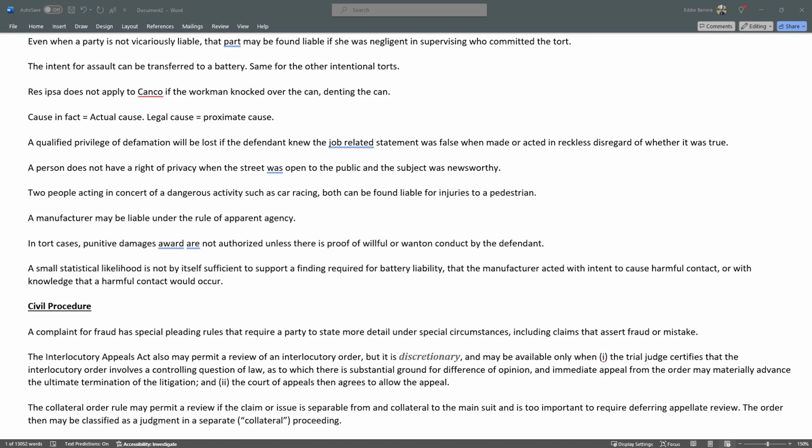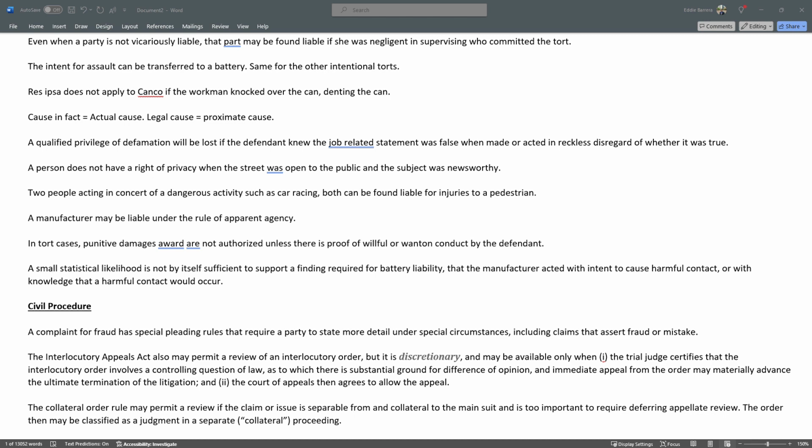The Interlocutory Appeals Act also may permit a review of an interlocutory order, but it is discretionary and may be available only when the trial judge certifies that the interlocutory order involves a controlling question of law, as to which there is substantial ground for difference of opinion, and immediate appeal from the order may materially advance the ultimate termination of the litigation, and 2. The Court of Appeals then agrees to allow the appeal.